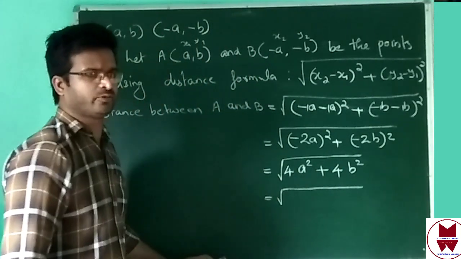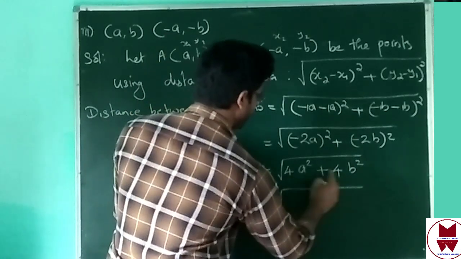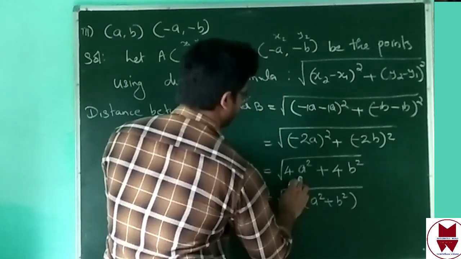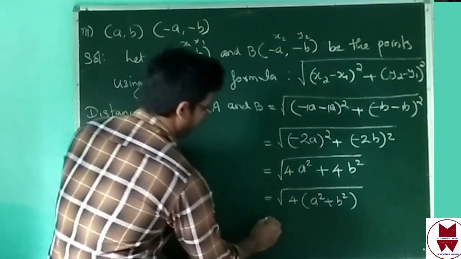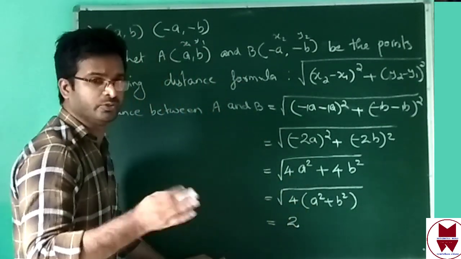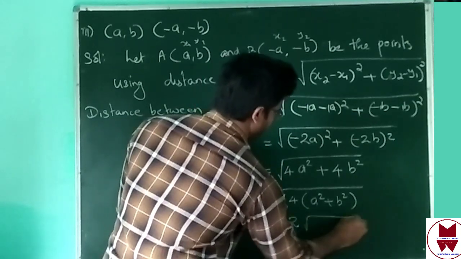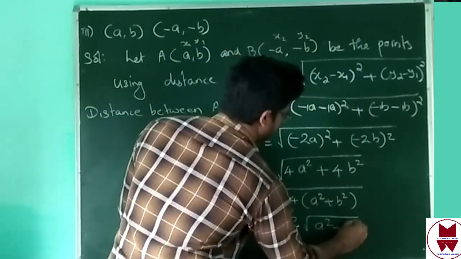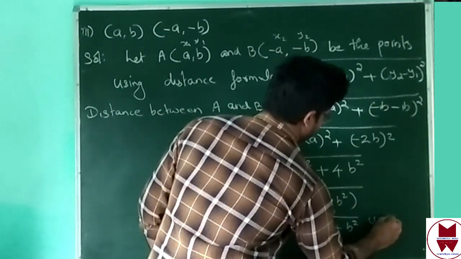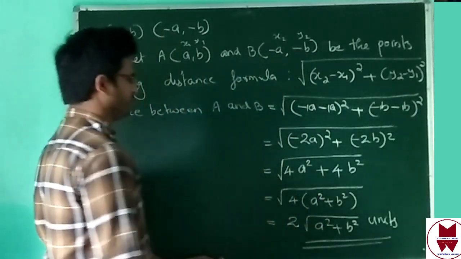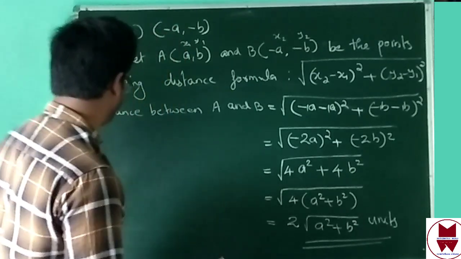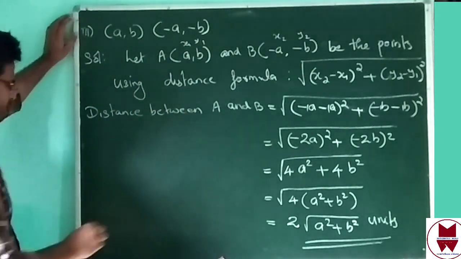In these two terms, what is common? Can you see anything common? You can say in here 4. That 4 take outside. Then remaining A square plus B square. In here A square, in here remaining B square. Equal to square root of 4. Square root of 4 is 2, isn't it? 2 into 2 only 4. 2, then square root of A square plus B square. We cannot do anything. Answer is 2 root A square plus B square units. That is our answer.